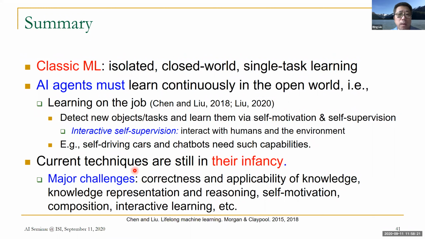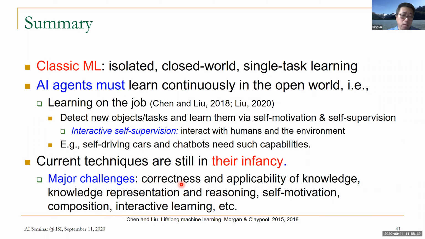And when we're dealing with this problem, we have some major challenges. Current techniques, of course, are still pretty rudimentary. One of those challenges is the correctness and applicability of knowledge. When you learn something, how do you know that thing is correct? And even if it is correct here, how do you know it's correct there? When you come to a new thing, how do you know it is applicable in a new place?